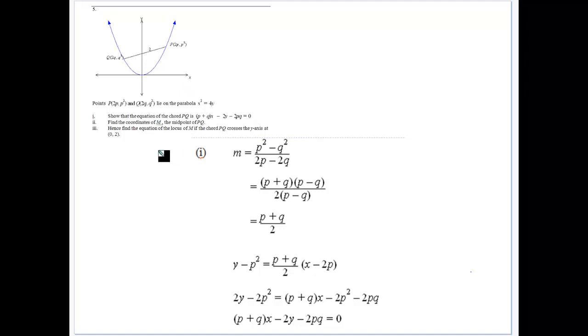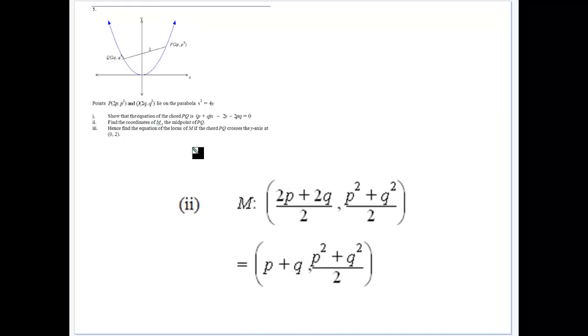In question 5 here, we've got, again, two points on the parabola x squared is equal to 4y. And the first part is to show the equation of the chord PQ is that one. So again, you've done this a few times, and these are exam questions which will start with that. So they'll start and find the gradient of your chord, and then put that into the equation of a straight line, and be able to get down to the answer we need.